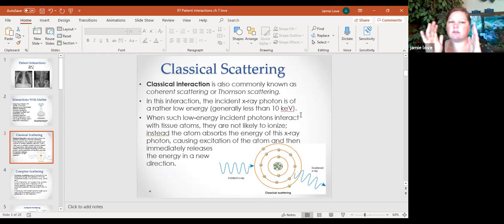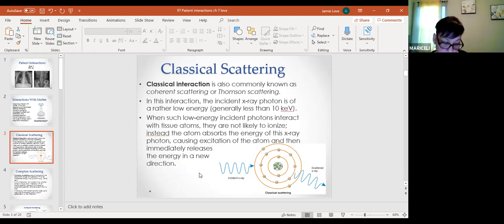So some of our X-rays are going to be 0, some of our X-rays are going to be 100, and most of them are going to be around the average. That bell-shaped curve would peak at around that average keV. So those ones that are close to 0 to 10 keV are going to be this type of interaction, classical. These low energies are going to come out and go through the skin of the patient, and they're probably going to barely get through anything because they don't have a lot of energy.